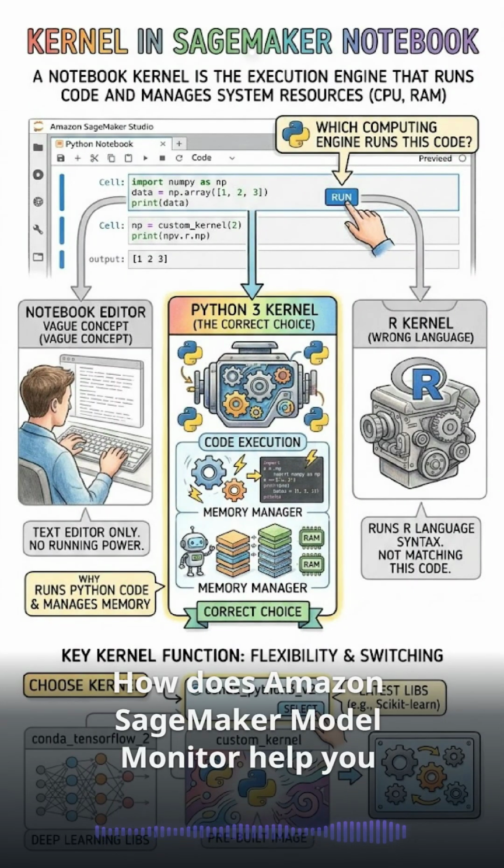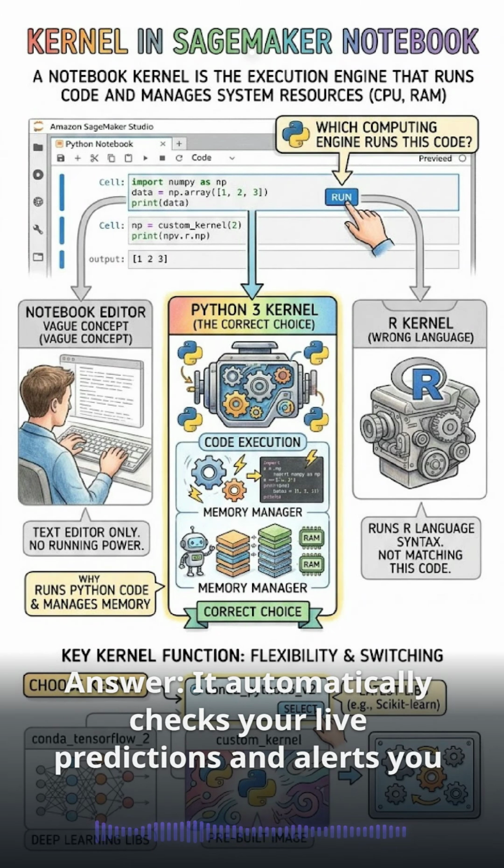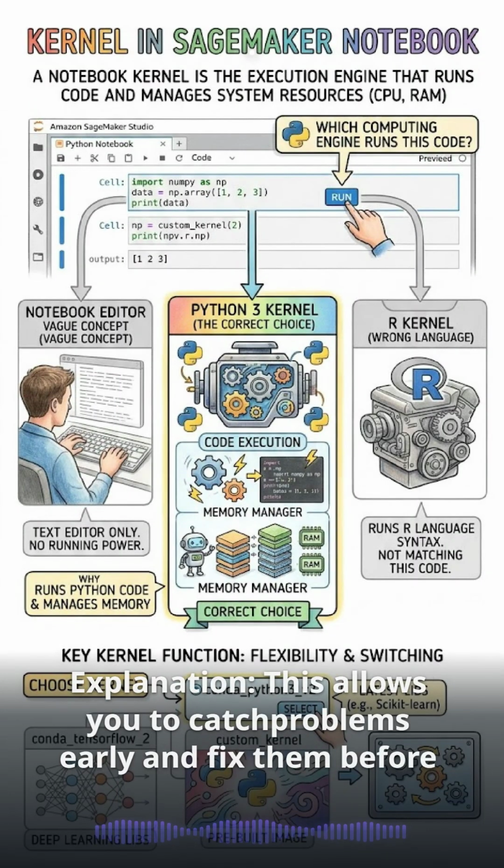78. How does Amazon SageMaker Model Monitor help you maintain the high quality of your active models? It automatically checks your live predictions and alerts you if the data or the model's accuracy starts to drop. This allows you to catch problems early and fix them before they affect your customers or your business operations.